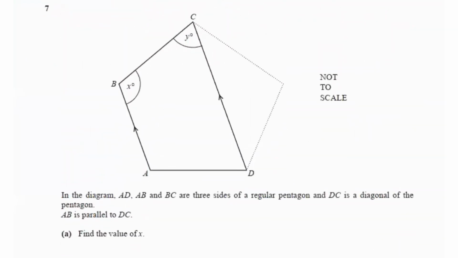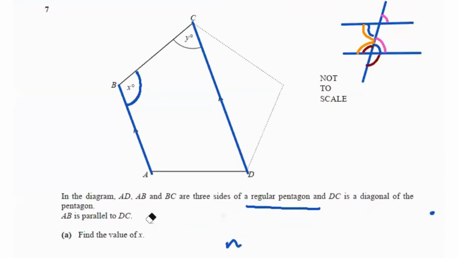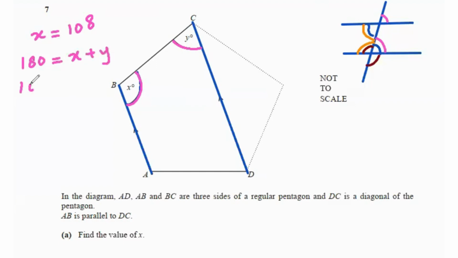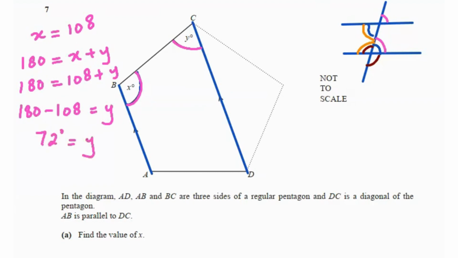Find the value of y. So going back to our properties of parallel lines that we discussed, we said that co-interior angles add up to 180. And as you can see, x and y are co-interior angles. So x was 108. 180 is going to equal x plus y. So 180 equals 108 plus y. 180 minus 108 is going to give us 72 degrees. That is your value of y.